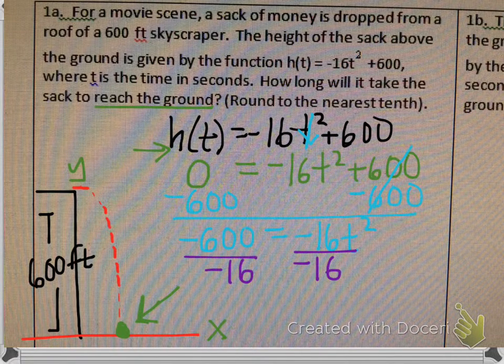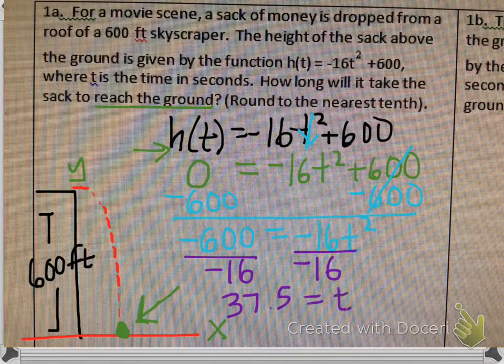So on the left-hand side, I'm going to type into my calculator. First of all, two negatives are going to make a positive when you divide. So I'm just dividing 600 divided by 16. You get a decimal, 37.5, and that's equal to t squared. t is still not alone. It has an exponent of 2.